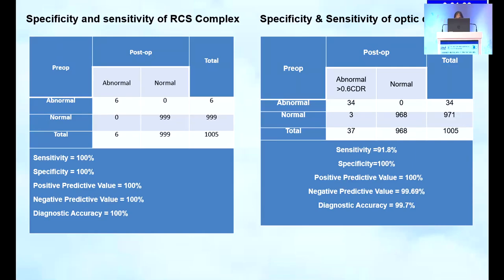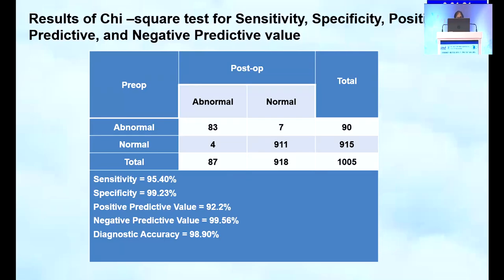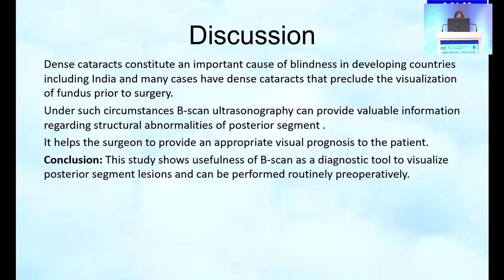Sensitivity of optic disc is 91.8%, specificity is 100%, positive predictive value 100%, negative predictive value 99.69% with diagnostic accuracy 99.7%. Overall results of chi-square test: sensitivity is 95.40%, specificity is 99.23%, positive predictive value 92.2%, negative predictive value 99.56% with diagnostic accuracy 98.90%.